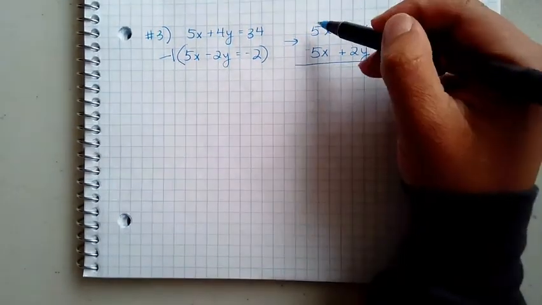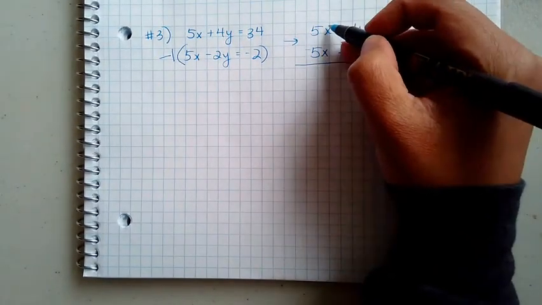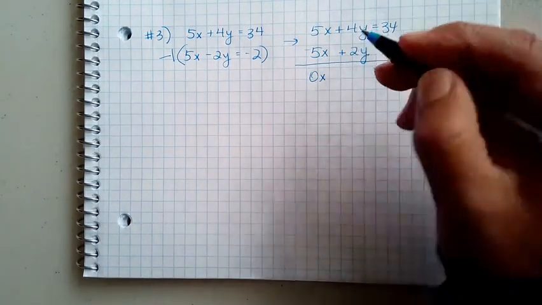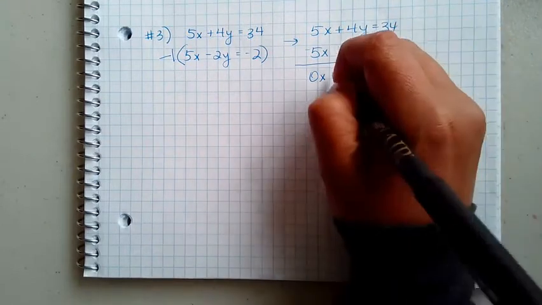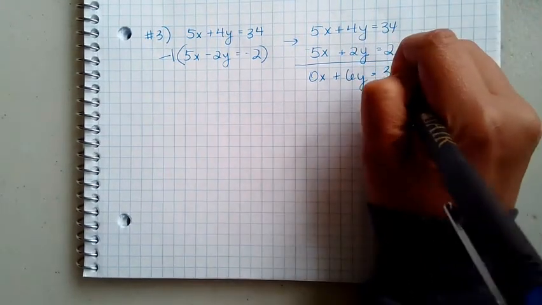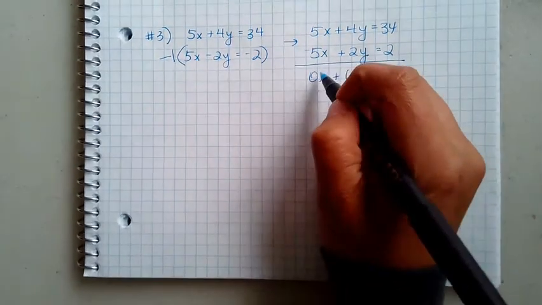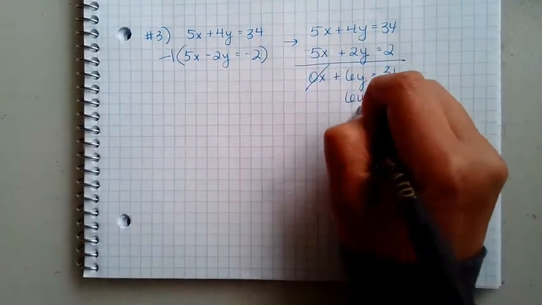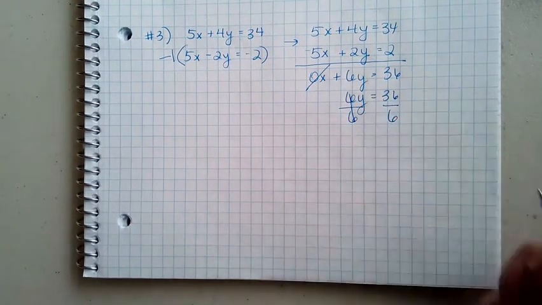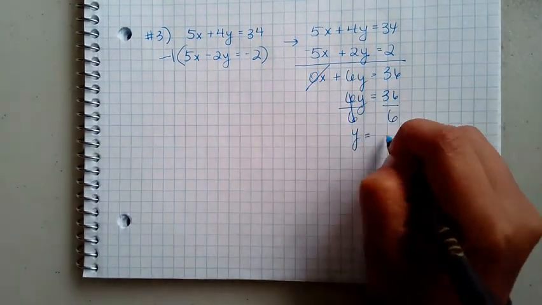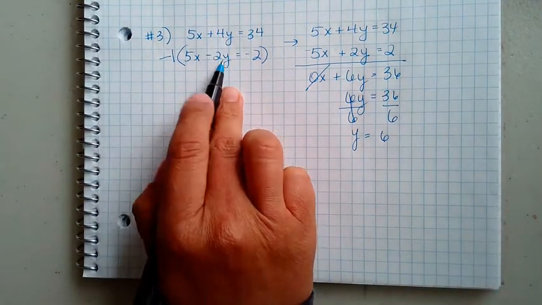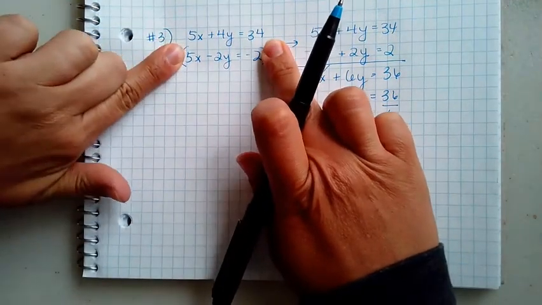Okay, and then I'm going to add the columns. 5x minus 5x is 0x. 4y plus 2y is 6y. And 34 plus 2 is 36. 0x is nothing, and I'm left with 6y equals 36, and I divide both sides by 6, and I get y equals 6.